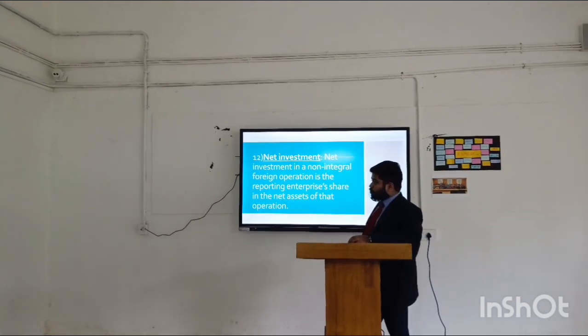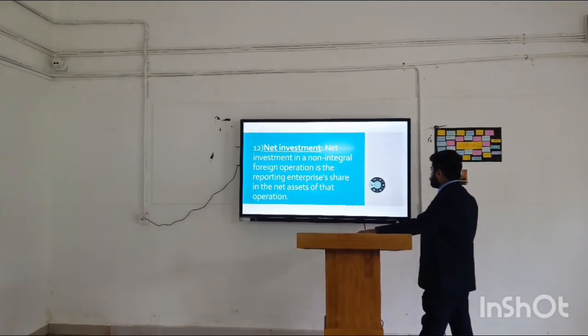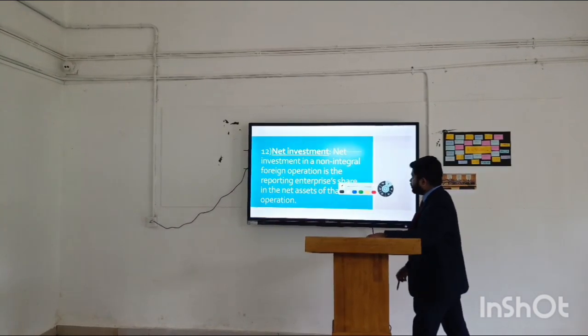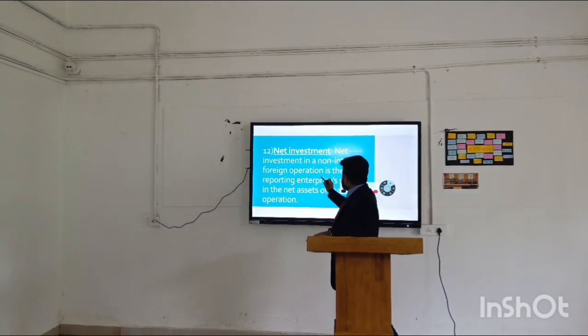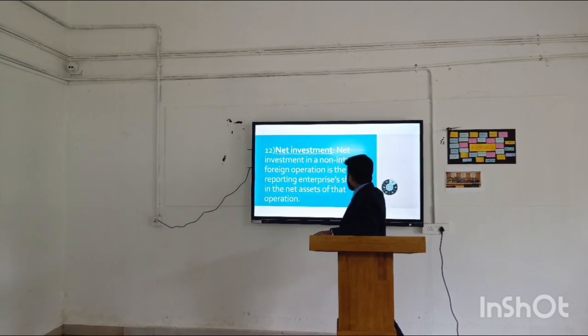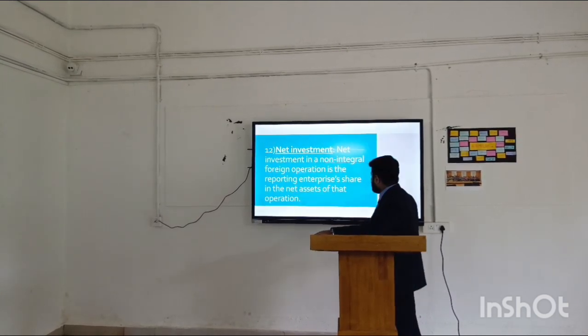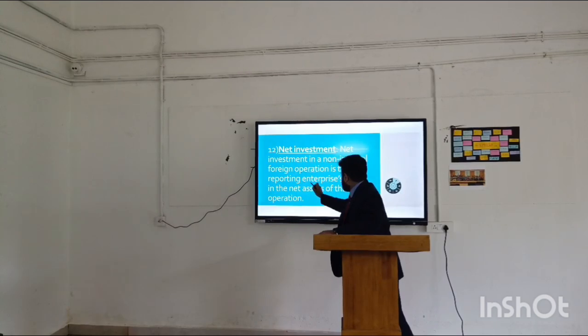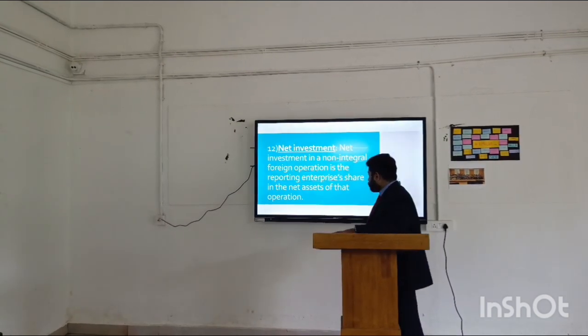Now, last one, 12th one, net investment. The net investment in a non-integral foreign operation is the reporting enterprise's share in the net assets of the operation.